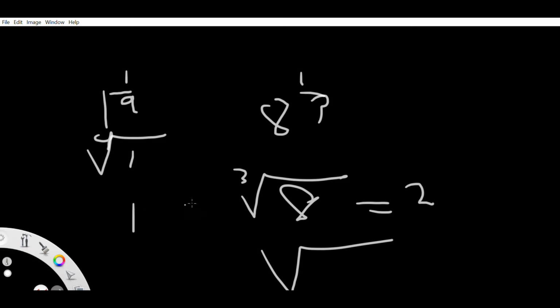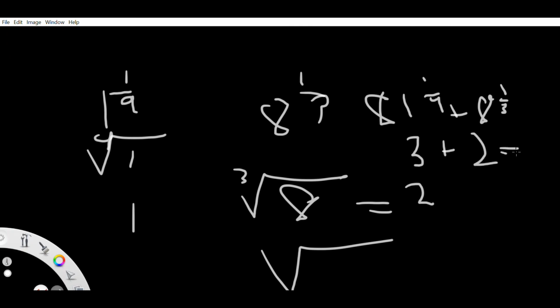And let's do this addition one: 81 to the power of 1 by 4 plus 8 to the power of 1 by 3. 3 times 3 is 9, times 3 is 27, times 3 is 81. So it's 3 plus 2, and the answer is 5. Because what number multiplied by itself 4 times gives you 81? That's 3. And what number multiplied by itself 3 times gives you 8? As I said before, it's 2. So 3 plus 2 is 5.